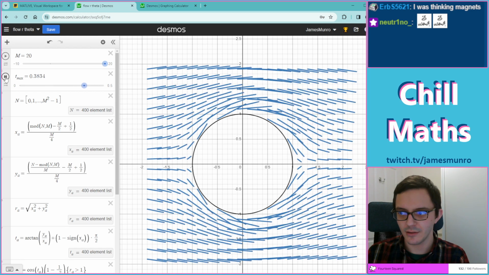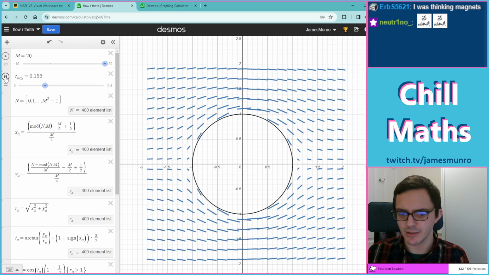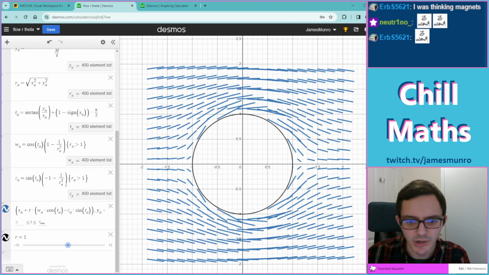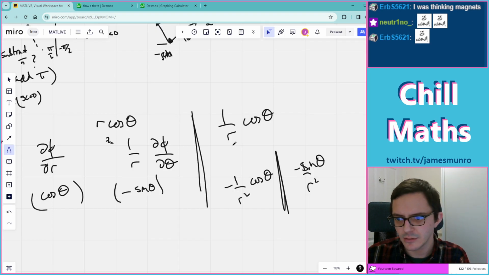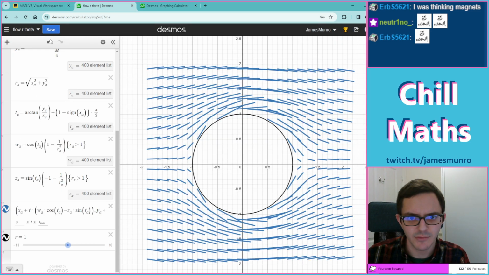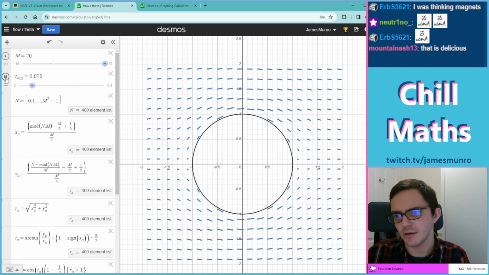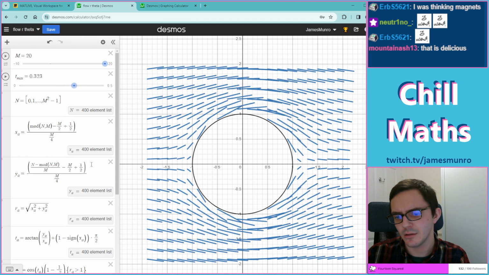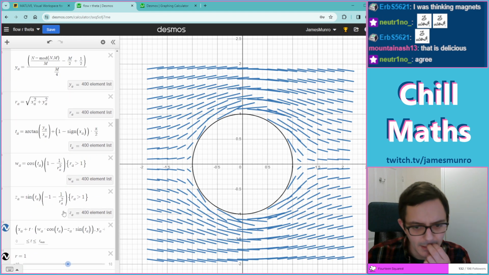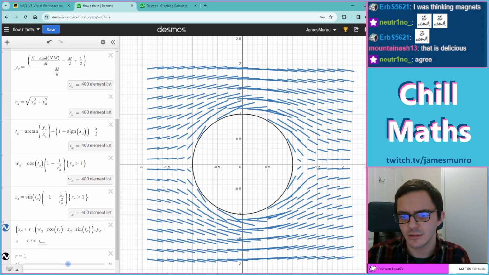Not certain I've got all the terms right. Yeah, it's not 1 over r squared, is it? Maybe it is. 1 over r squared for the velocity. Maybe it's deviating quite a lot up there. What's this far field like? Far field should be fine. We're quite zoomed in.